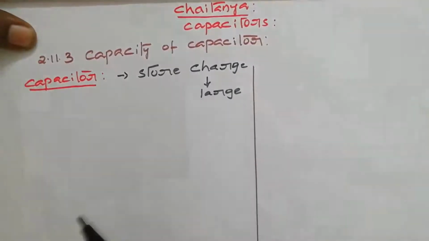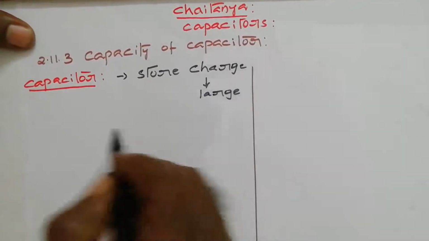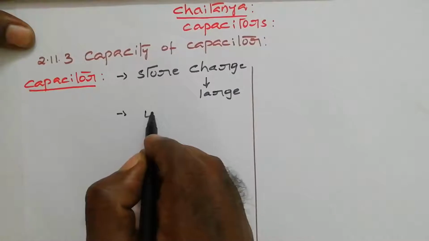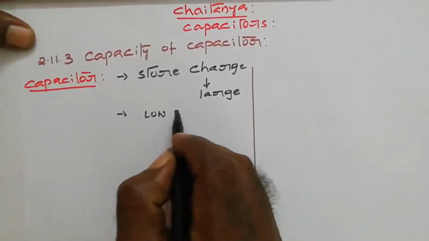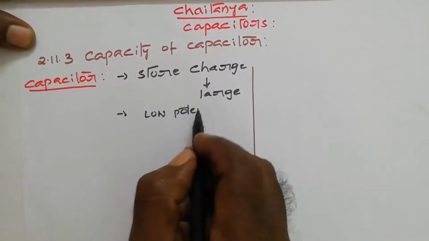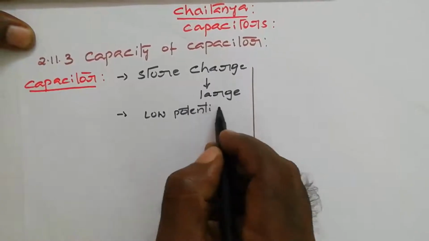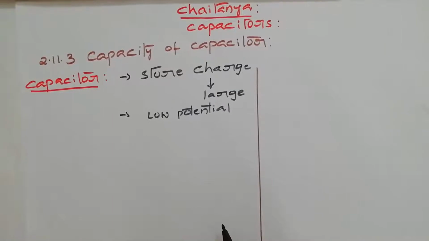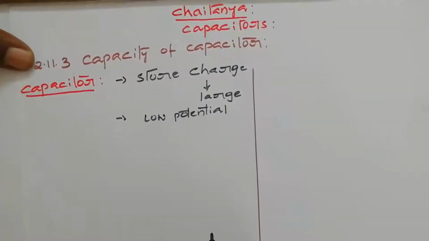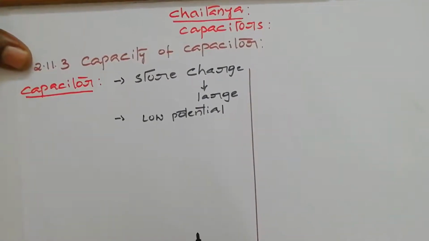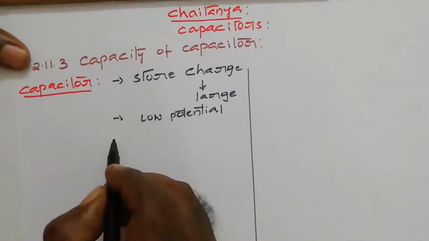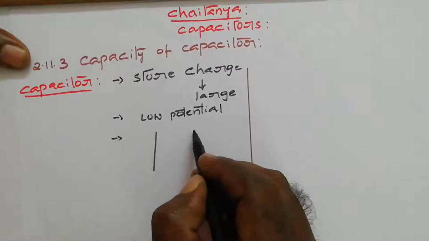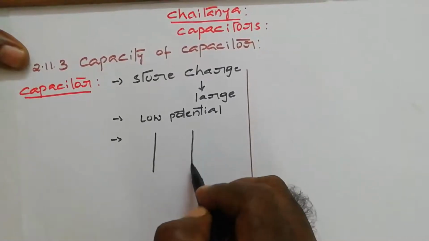But at what potential can the capacitor store a large amount of charge? At a low potential, the capacitor can store a large amount of charge. Here, the capacity of a conductor can be increased by arranging two conductors very near each other.